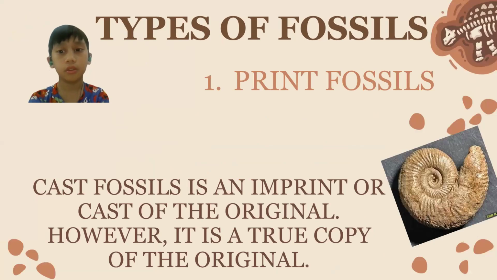Like the mold fossil, the cast fossil is not actually made up from the remains of the ancient plant or animal. Instead, it is an imprint or cast of the original. However, it is a true copy of the original. It is a part of the physical record that God has given us of ancient plants or animals that once lived upon the earth.